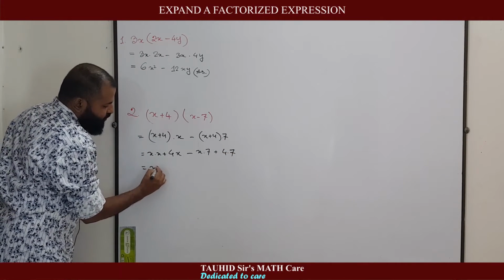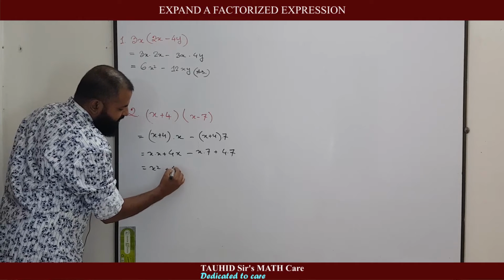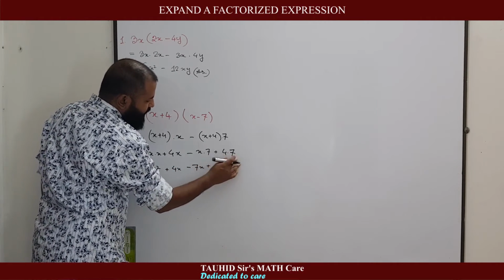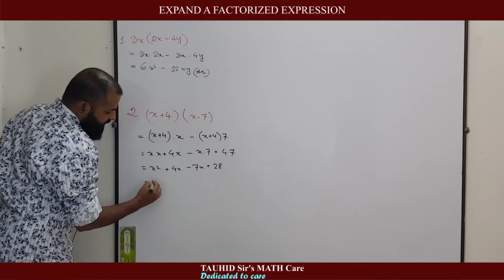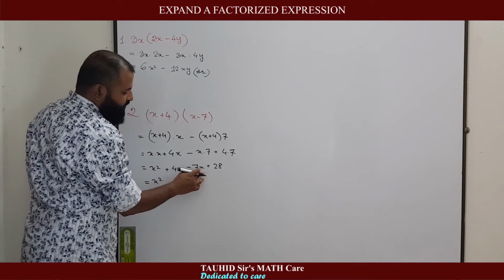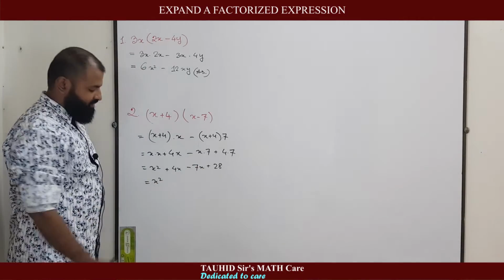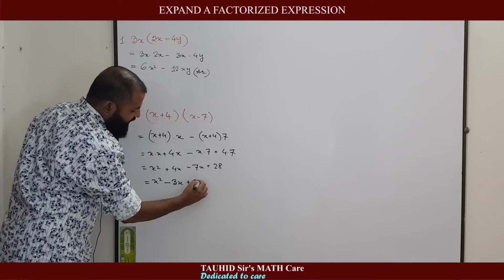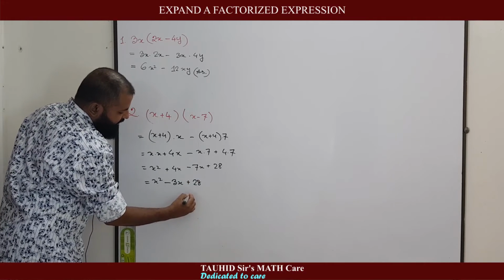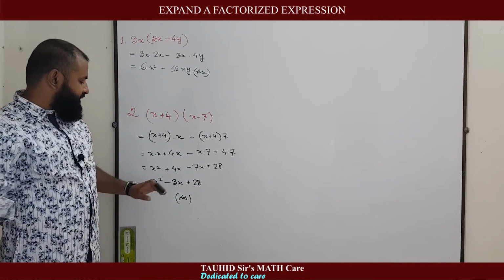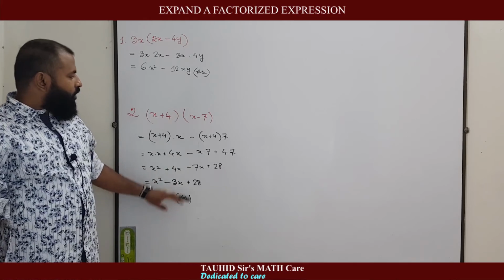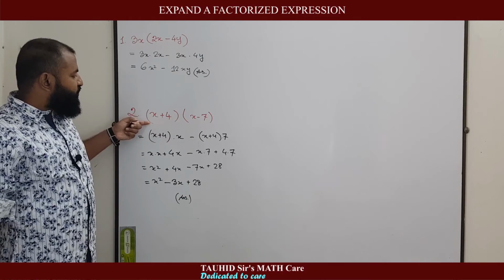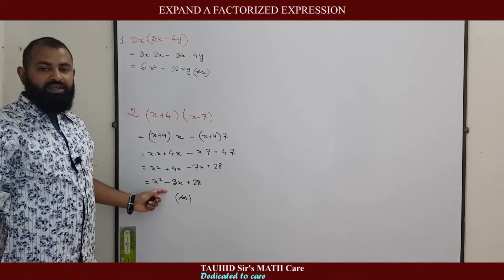x into x, x square, plus 4 into x, that means 4x, minus 7 into x, 7x, plus 4 into 7, 28. x square plus 4x minus 7x, that means minus 3x, plus 28. This is our answer. This is the expanded form of this expression. This expression was written in factorized shape and this is in the expanded shape.